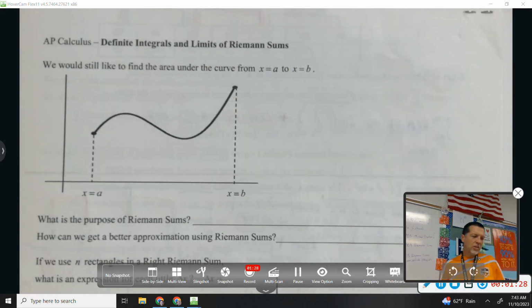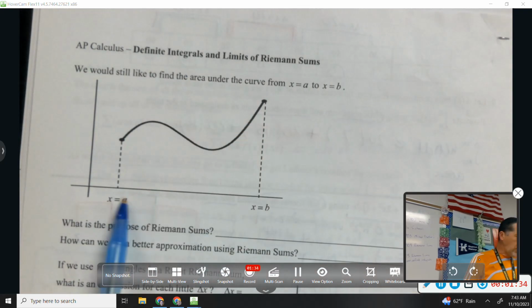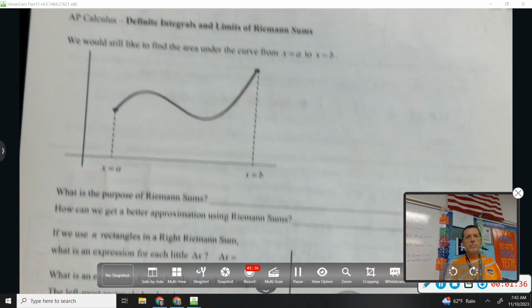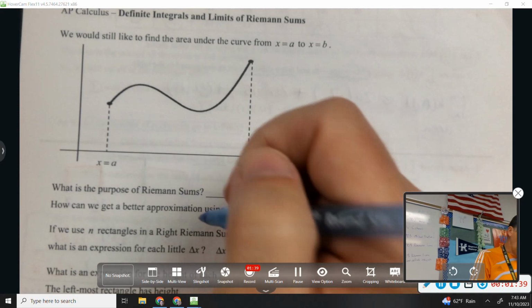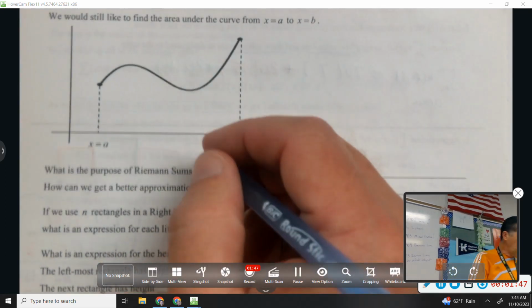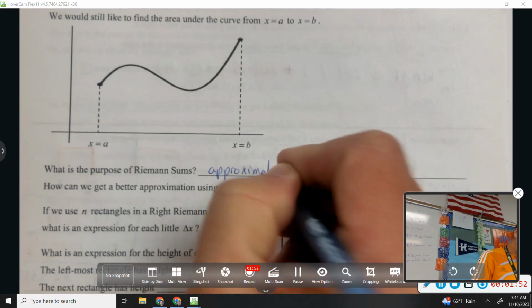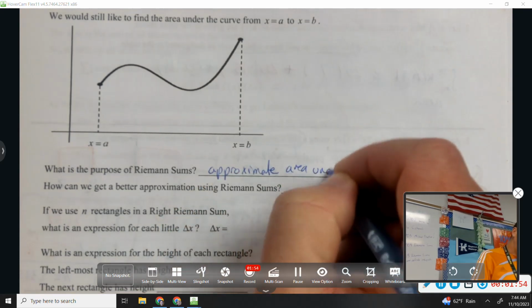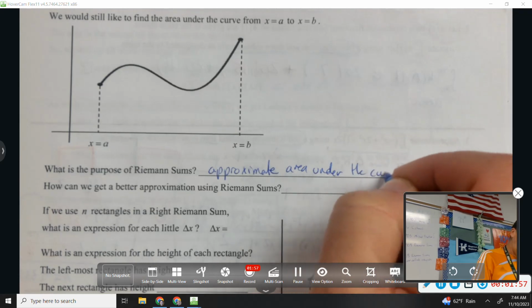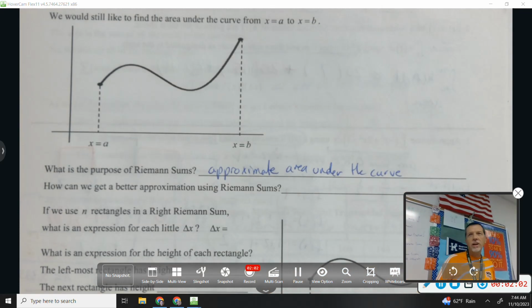All right, definite integrals and limits of Riemann sums. So we're still talking about the area from A to B. And we've done it with rectangles, right? For 4 rectangles, 6 rectangles. If you went crazy and did 8 or 10 rectangles, you'd be more accurate. But the purpose is to approximate the area under the curve. That's the name of the game here. And it's an approximation, right? We just got through talking about over and under, so we know it's not perfect, but maybe it's close enough.